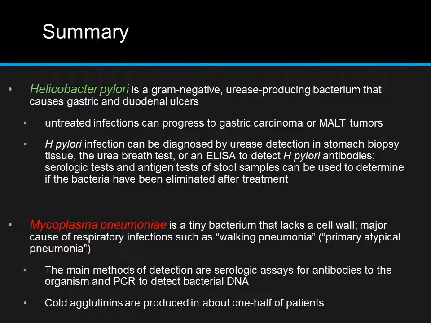Main methods to detect M. pneumoniae are serologic assays for antibodies to the organism, PCR to detect DNA from the bacterium, and we could use cold agglutinins, but they're only produced in about half of the patients.